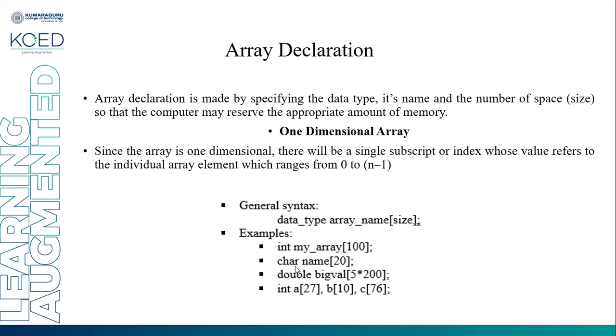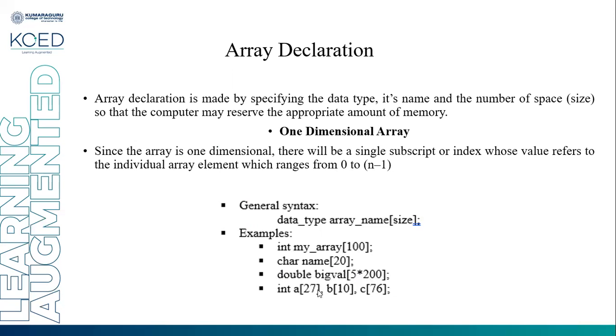Here the array data type is character, the array name is name, and the array's capacity is 20. So the array name will store 20 characters. Here my array will store 100 integers. It will be able to store only elements of the data type mentioned for the array. Double bigval of 5 into 200 is 1000. We are able to give it as an expression. Bigval is the array name, which stores 1000 elements of the double data type.